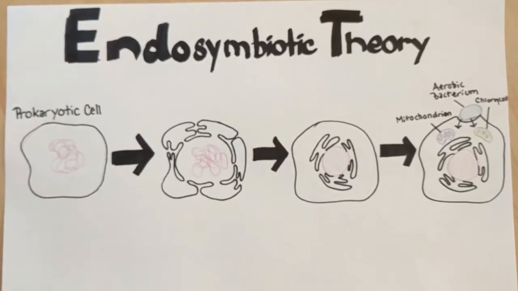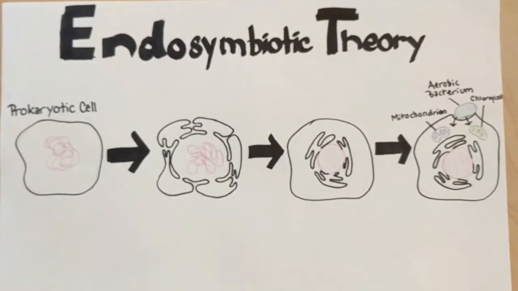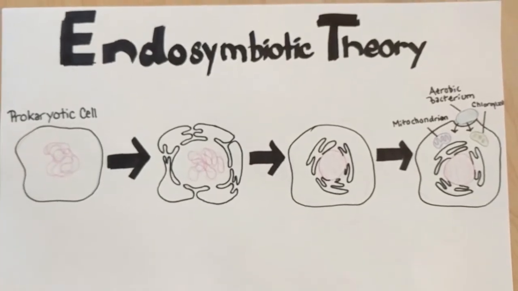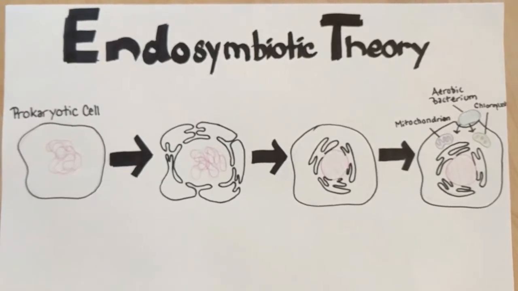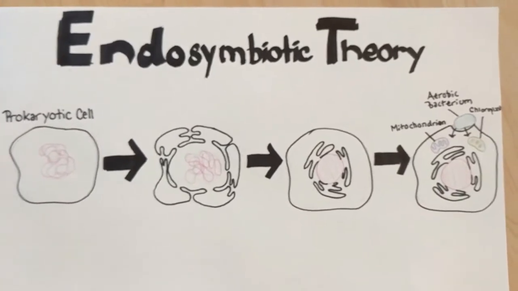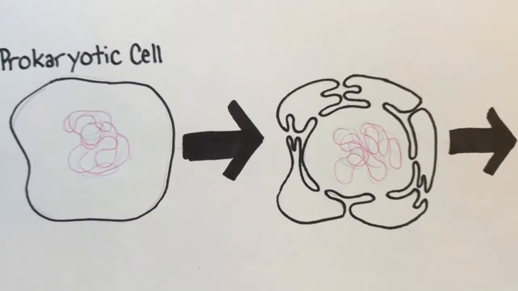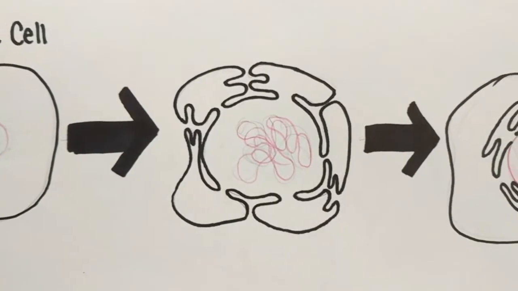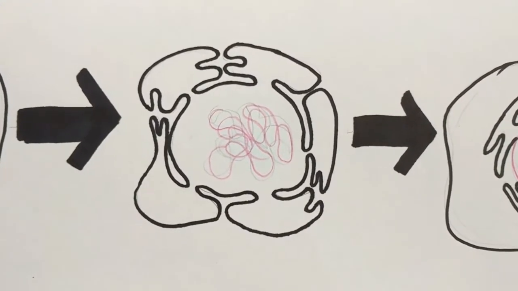The endosymbiotic theory. This is the theory that explains the development of eukaryotic cells from prokaryotic cells. It can be divided into three parts. First, the nucleus developed as a result of the pocketing of the plasma membrane, surrounding DNA with a double membrane and freeing up the cytoplasm and allowing for specific functions to occur in the nucleus.